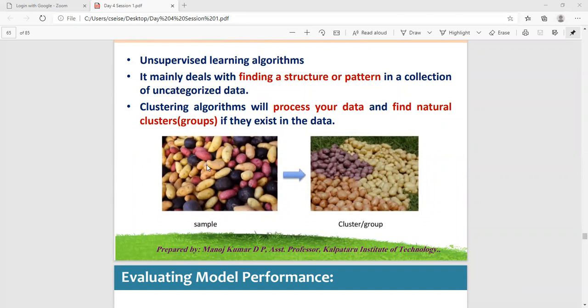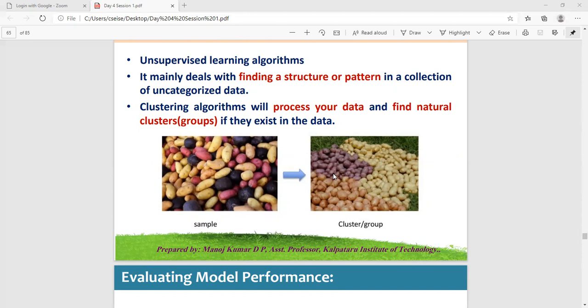So see, this is the sample I have taken. A cluster or group means you are creating different groups of the same type of item, that is called a cluster or a grouping. In this sample you have black, pink, white, everything mixed here, but when you come to the cluster, each one is created as a group if they exist in the data. So what it will do: the sample is already given, you are making it separated. Okay, that comes under the unsupervised learning algorithm.